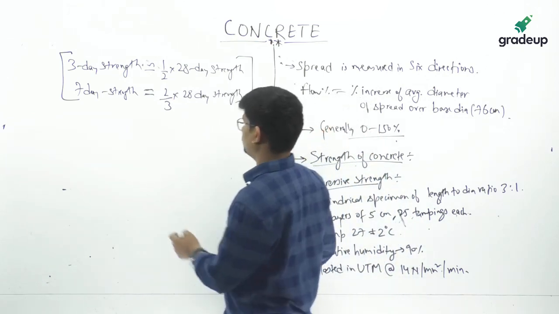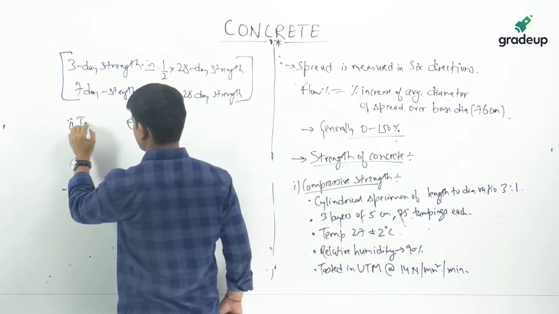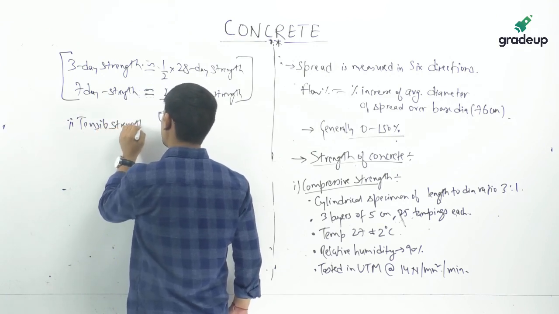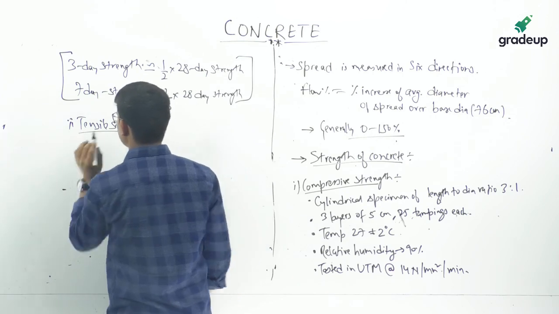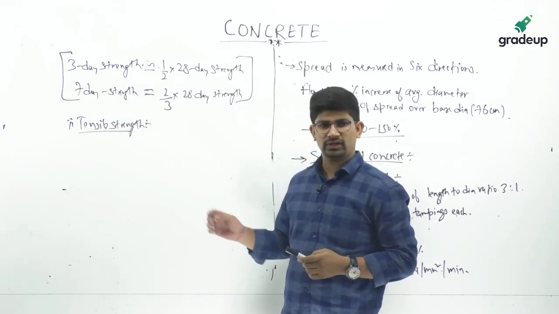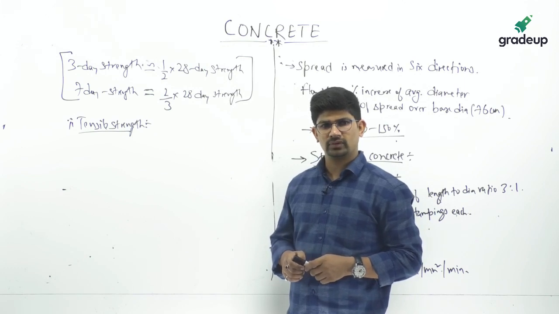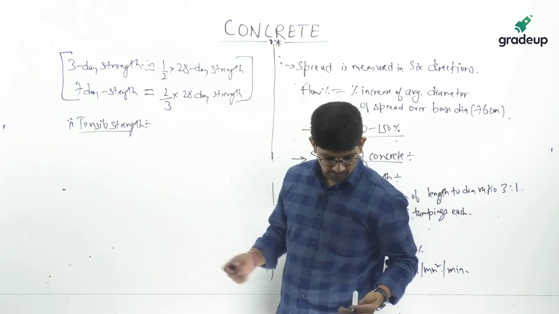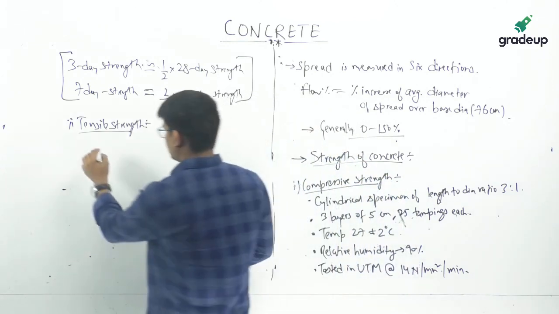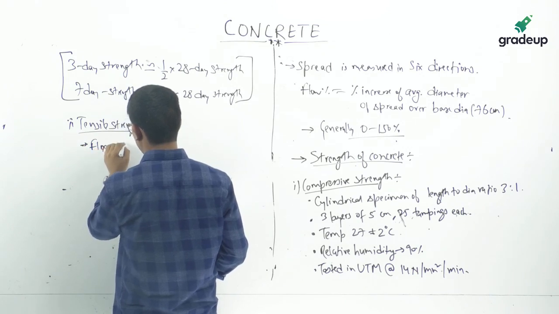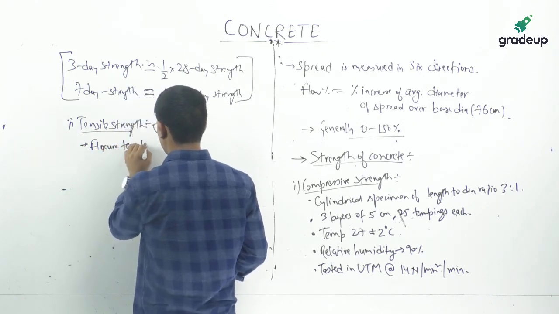Now this was about the compressive strength test. Now the second is tensile strength. Since the tensile strength of concrete is not very much, concrete is a brittle material, it does not have much tensile strength. Okay. So these tests are not very important from that point of view, but we will definitely see. So one test is flexure tensile strength.